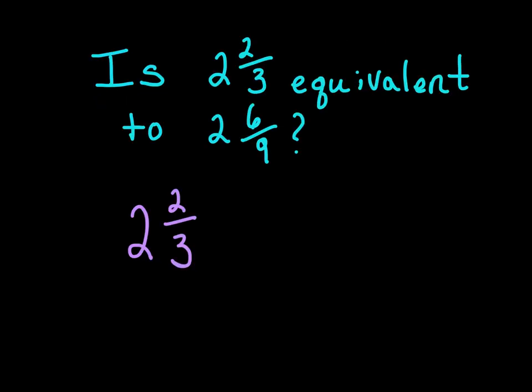Is 2 and 2/3 equivalent to 2 and 6/9? Well, let's try it out. Let's use good old multiplication to see how we can get 6/9. Well, 2 times 3, let's get our big 2 there, our whole, would be 6. And if we do this, remember we do the top, we do the bottom. 3 times 3 is 9. So yes, it is equivalent.